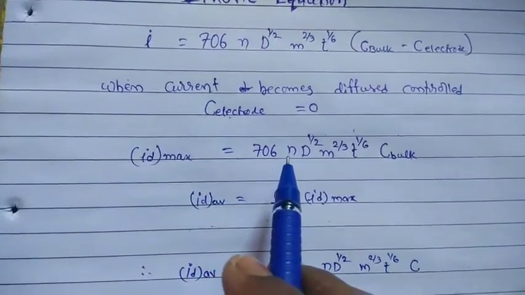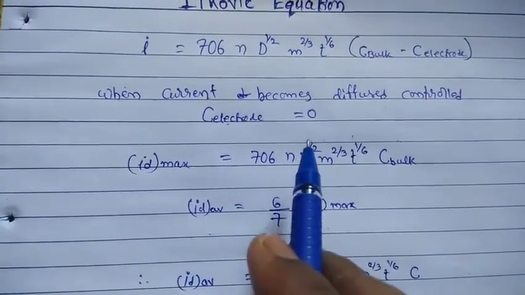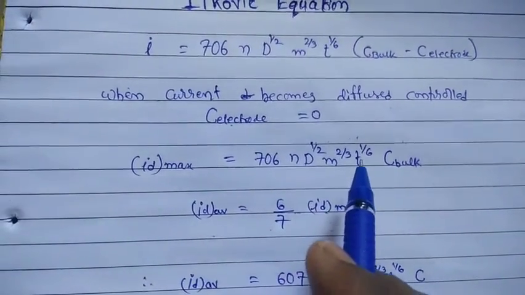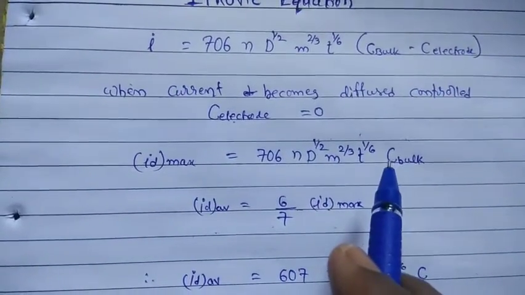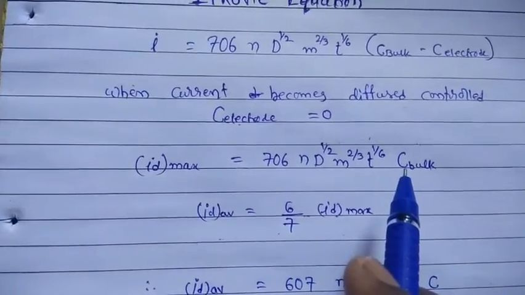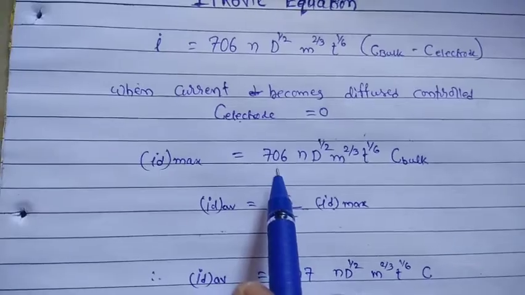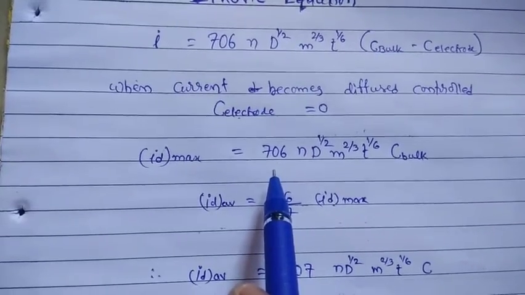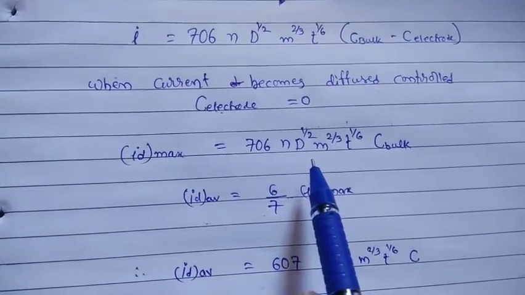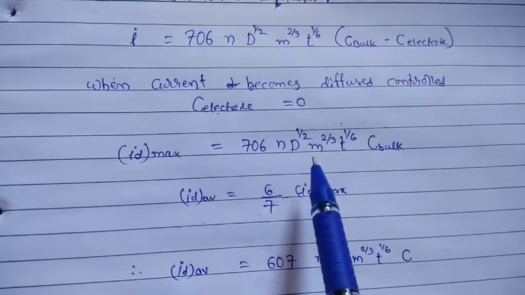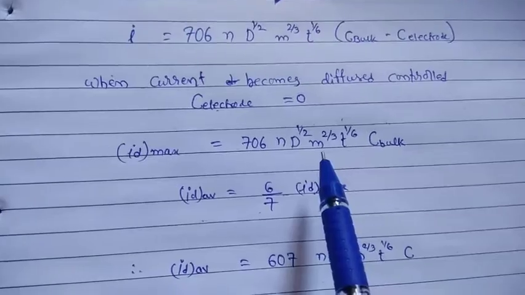706 into n into D raised to half into m raised to 2 upon 3 into t raised to 1 upon 6 into the concentration of the bulk. Now here this 706 is nothing but a constant. n is the number of electrons transferred in the process for a single molecule or single ion of the electroactive species.